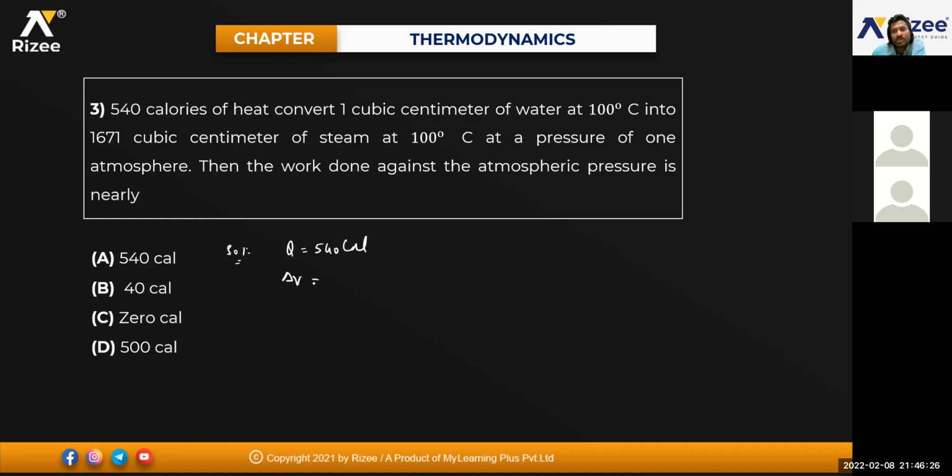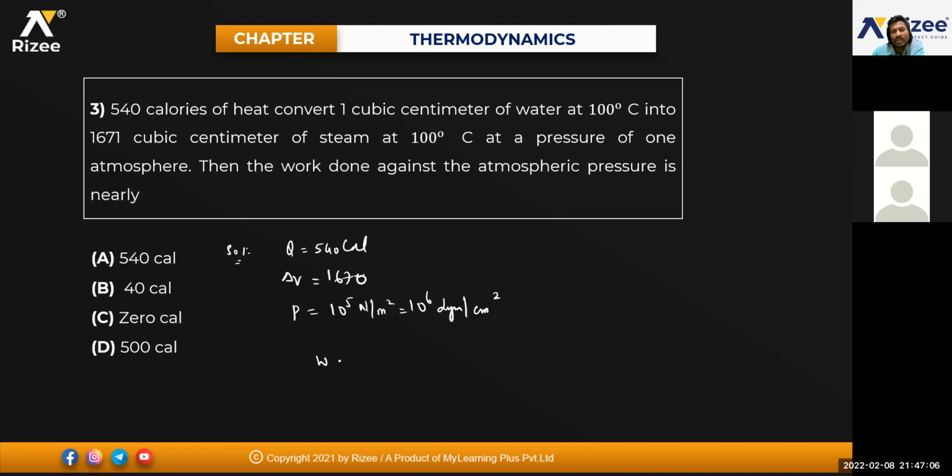Change in volume is equal to how much? 1 cubic centimeter of water at 100 degrees centigrade becomes 1671 cubic centimeters of steam at 100 degrees centigrade. So I'll take this approximately for the calculation as 1670. Atmospheric pressure will be equal to 10 to the power of 5 pascals or Newton per meter square, or that can be taken as 10 to the power of 6 dyne per centimeter square.